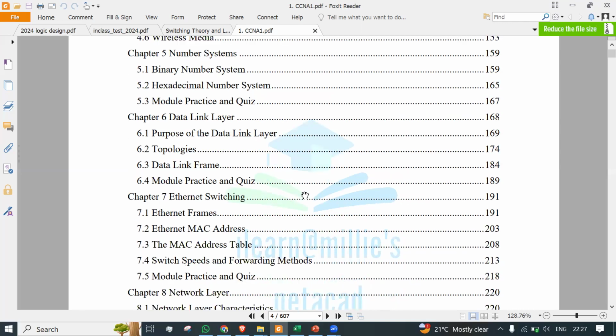Then 7, Ethernet switching. Ethernet switching happens in the first layer and the second layer. So this is sort of a bridge between the two of those layers.